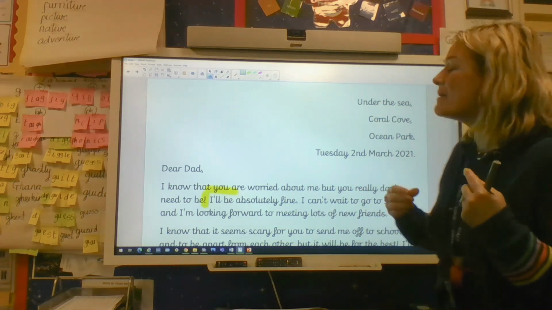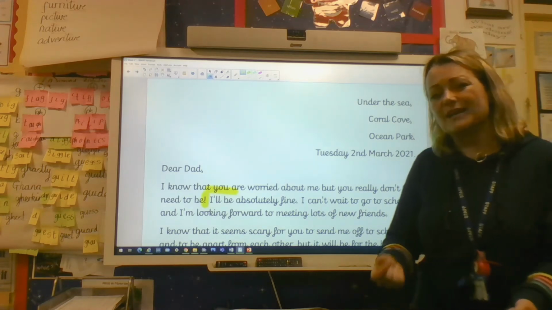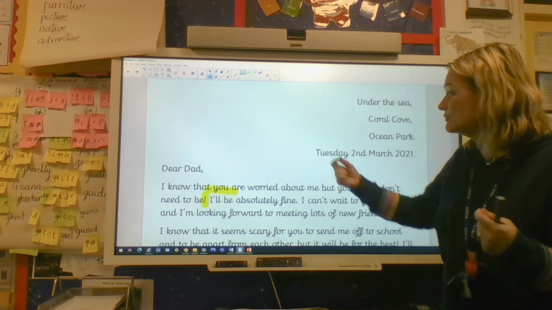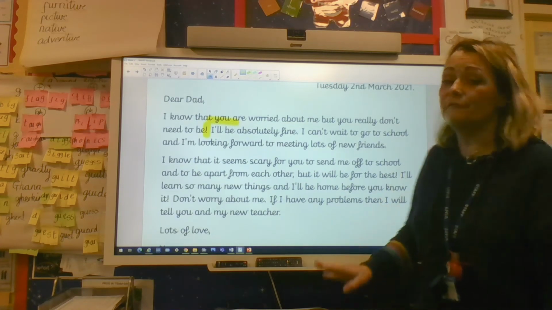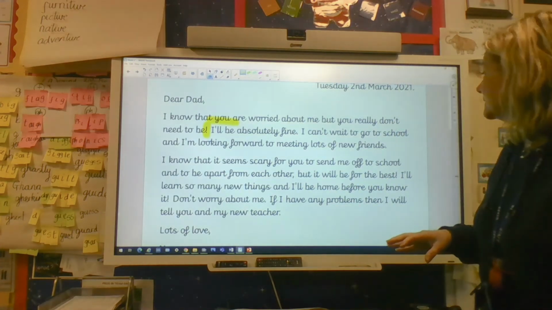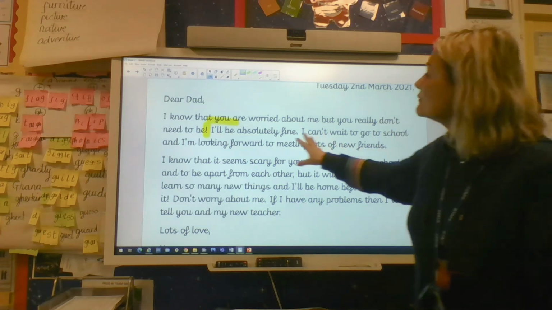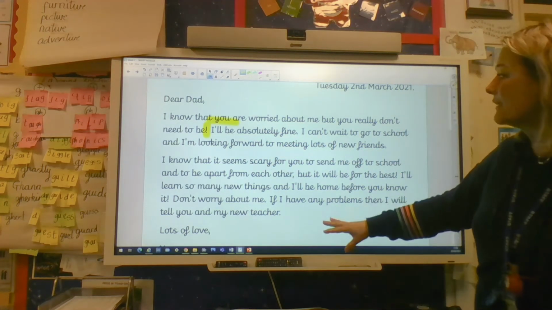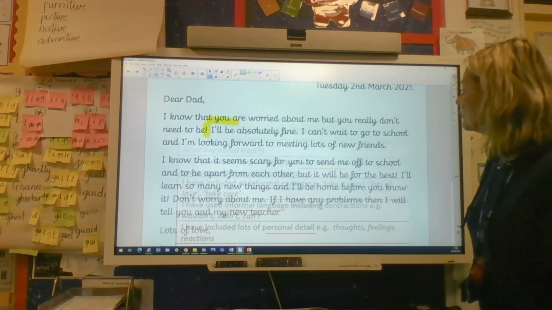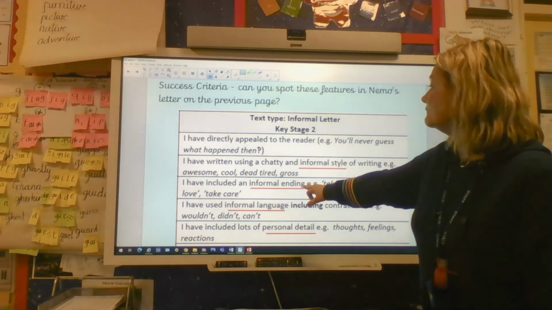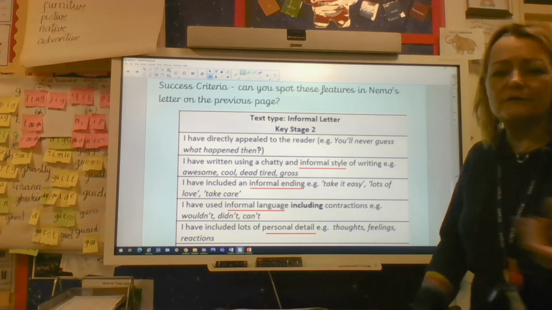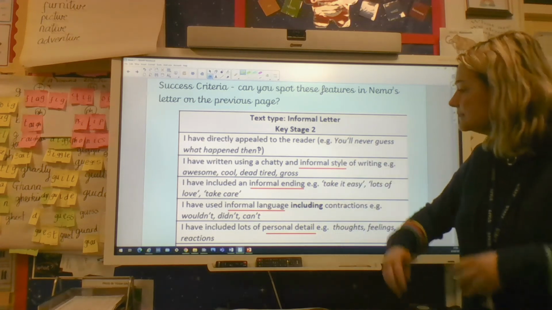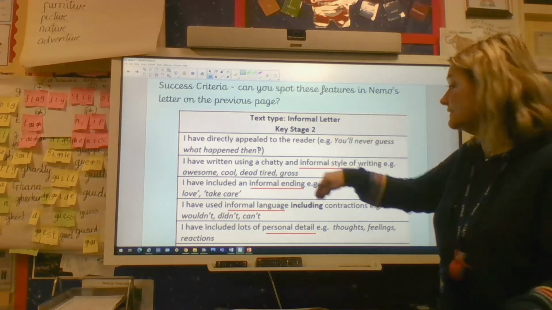But have a think about what language you would use if you were chatting to your dad or to a family member, or to a friend if we're doing an informal piece of writing. So have a look through there, see if you can find some examples of that in there. The next one on the list is an informal ending. So take it easy, or see you soon, or hope you're well, take care, lots of love. We know that's in the letter.